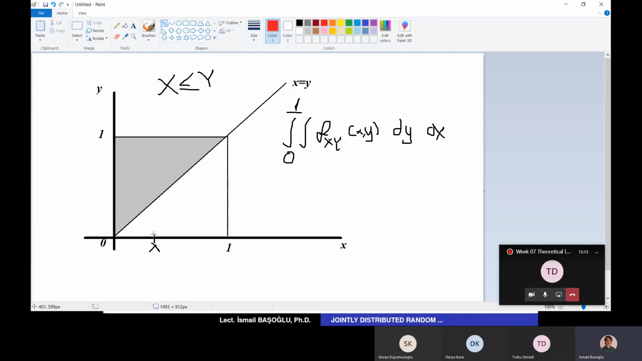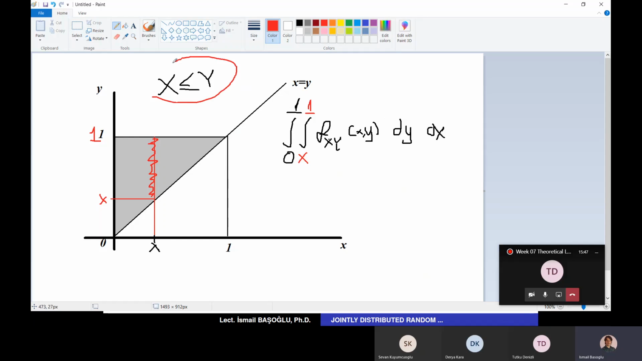So for a given x value here, the possible values of y are changing between what? The possible values of y are changing between x and 1. So the possible values of y for a given x value should be between x and 1. If x is taking the value of x in the outer integral, then the possible values of y in the inner integral should be between x and 1, as you can see.